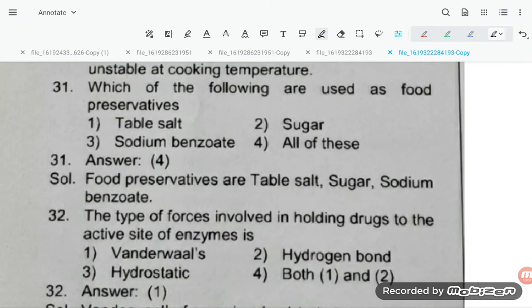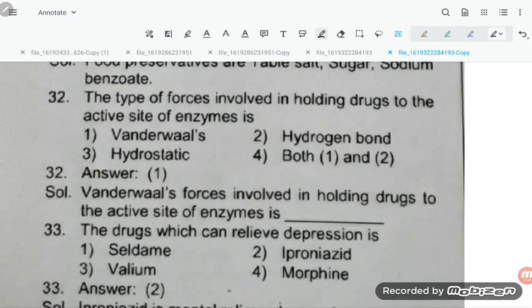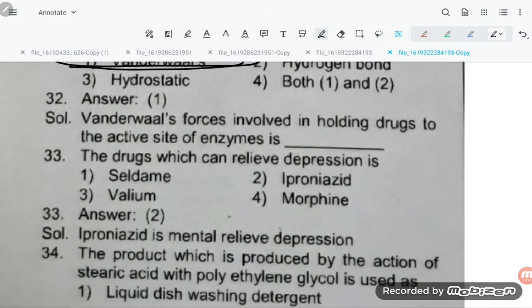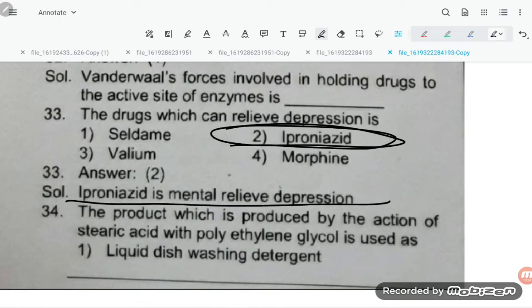Which of the following are used as a food preservative? Table salt, sugar, sodium benzoate, all are used as food preservatives. The type of force involved in holding drugs to the active site of an enzyme is van der Waals force of attraction. The drug which can relieve depression is iproniazid.